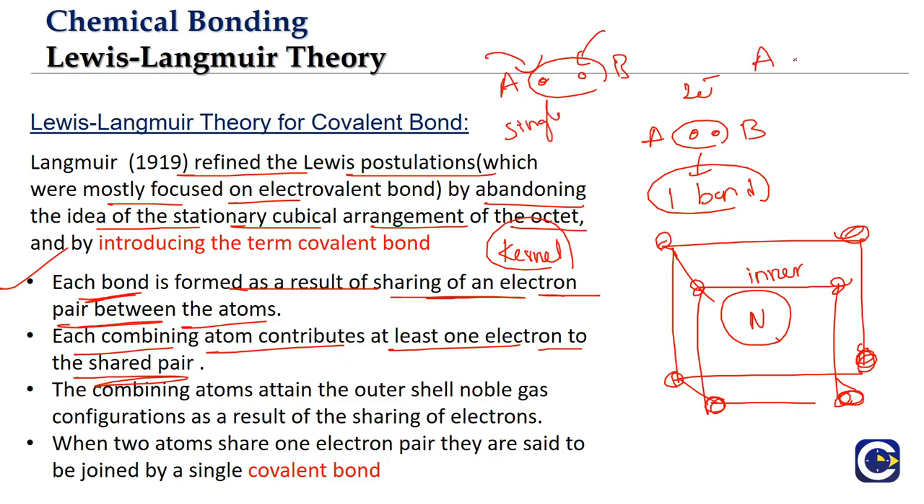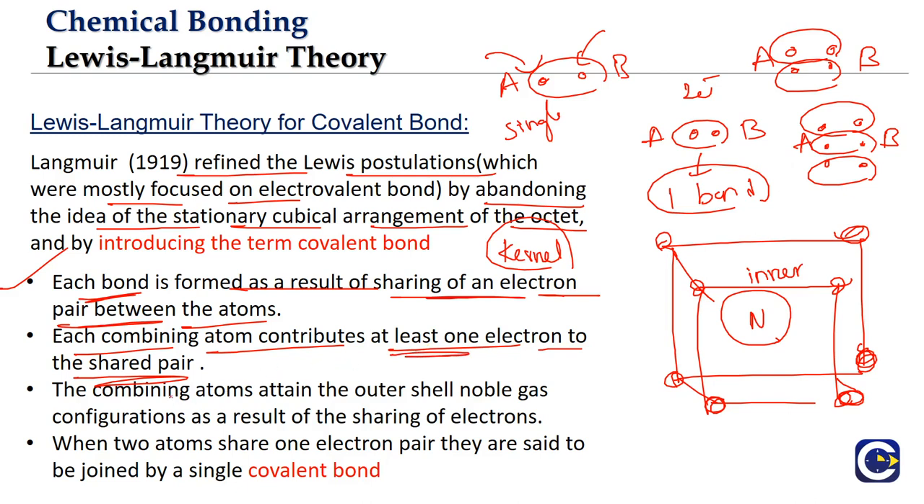Sometimes atom A will provide 2 electrons and atom B will provide 2 electrons. In that case, we will have 2 shared pairs. We are going to call it a double bond. In some cases, atom A contributes 3 electrons and atom B is also giving 3 electrons. There will be 3 shared pairs of electrons. We will call it a triple bond. We will talk about it later, but at least each of the atoms will be giving 1 electron.